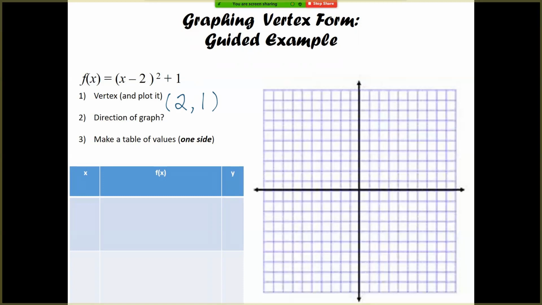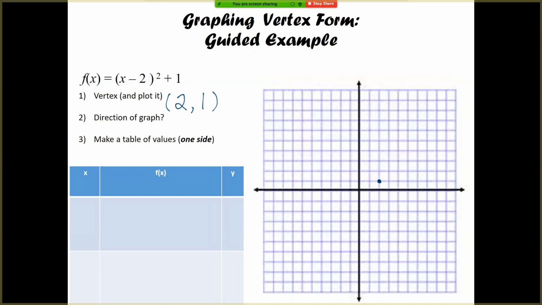Then we're going to graph it. To graph the ordered pair 2, 1, I start at the origin. Since I have a positive 2, I'm going right 2. And then since I have a positive 1, I'm going up 1. So from the origin, right 2, up 1, that is my vertex. That's either going to be the top of the hill, if it opens down, or the bottom of the valley, if it opens up. Well, we're going to figure that out right now.